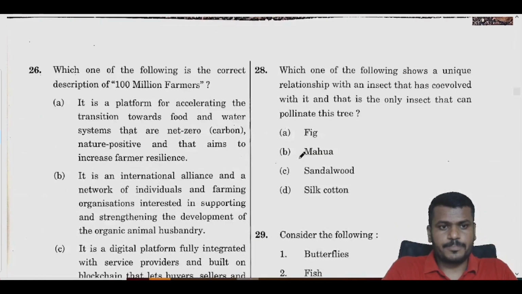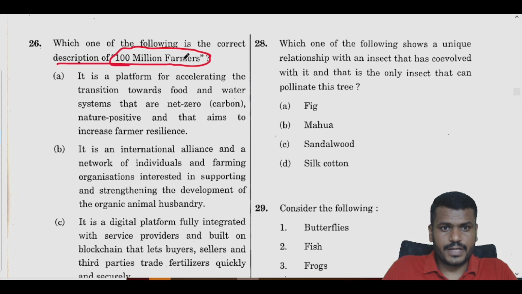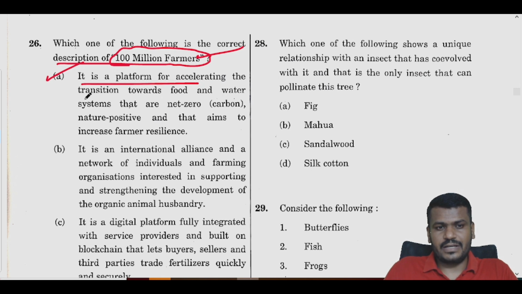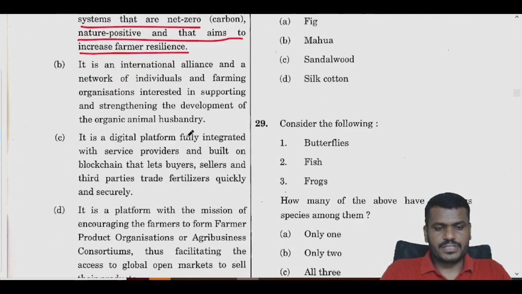Okay, next, 26th question. Which one of the following is a correct description of 100 Million Farmers? Very important, guys. This was in the news when the World Economic Forum initiative was there. Every year in the month of January this takes place. It is a platform for accelerating the transition towards food and water systems that are net zero carbon, nature positive, and that aims to increase farmer resilience. Okay, A is the right statement, guys.